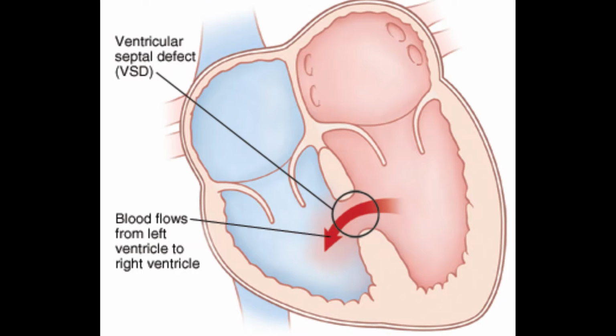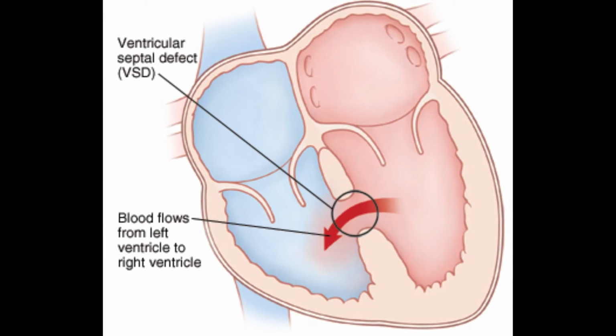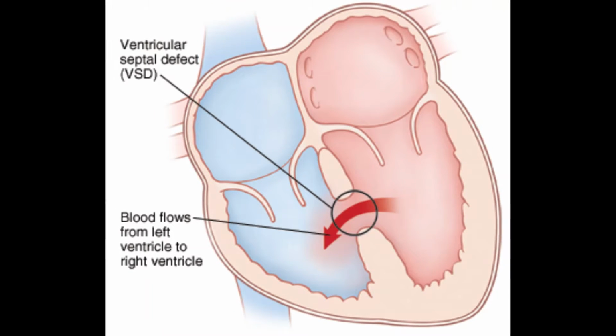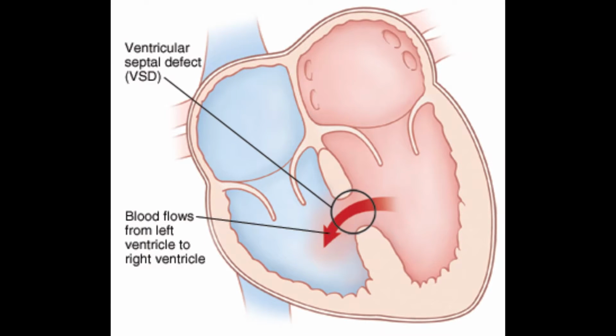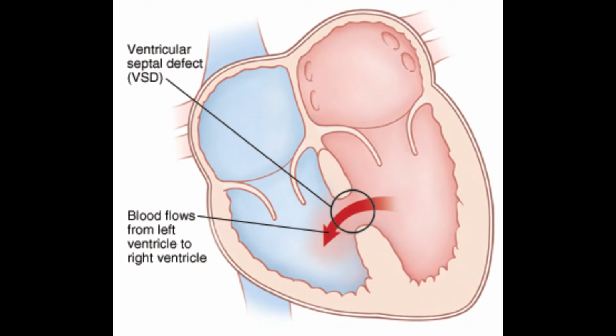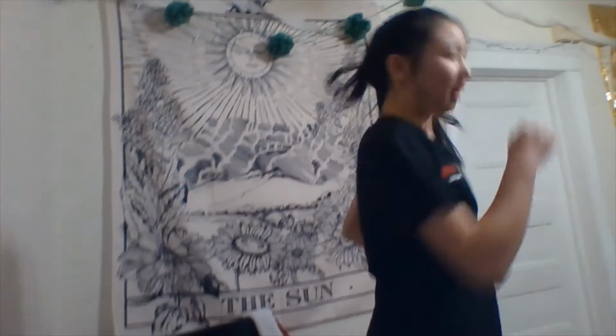So with VSD, the blood is flowing not only to the aorta, but also through the defect to the right ventricle. This means that there is increased blood volume which is being pumped to the lungs. Because of that, it can increase the pulmonary vascular resistance in the heart, which can lead to pulmonary hypertension. If this goes on, it can lead to right ventricular hypertrophy.